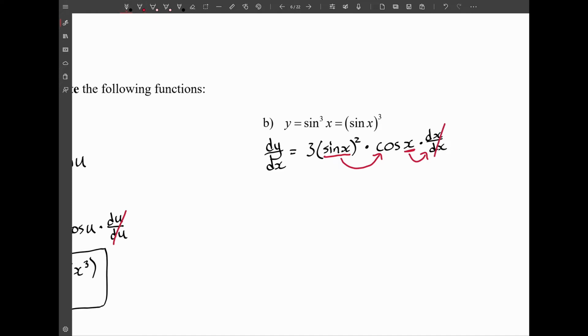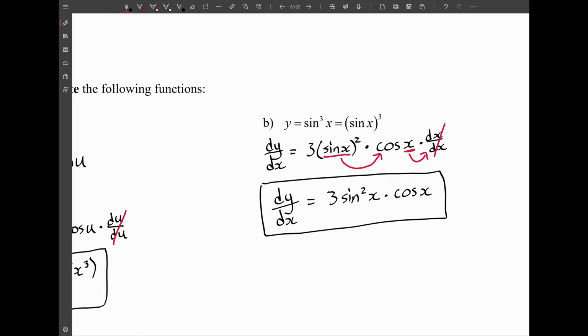So what that leaves me with is that dy/dx is equal to 3 sine squared x, I'm switching back to our usual way of writing that, times cosine x. Or 3 cos x sine squared x, it doesn't matter. Okie dokie. So just be careful, make sure you're using chain rule all the way through. Don't just use power rule and call it a day. We need to make sure we're following through with chain rule.